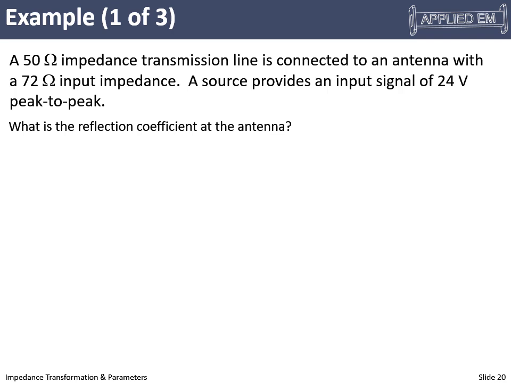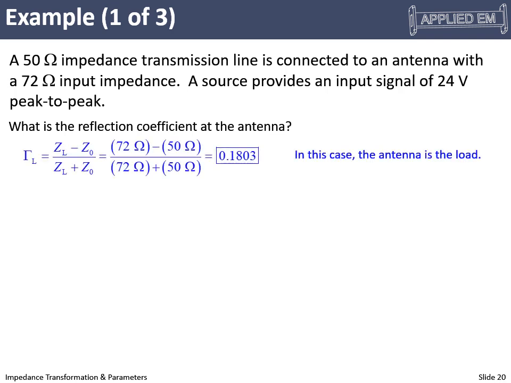We have a 50 ohm line hooked to a 72 ohm antenna. So our reflection coefficient is just the difference in impedances divided by the sum. We plug in our numbers. The antenna now is the load impedance, and of course, the 50 ohms is our characteristic impedance. And we get 0.18.